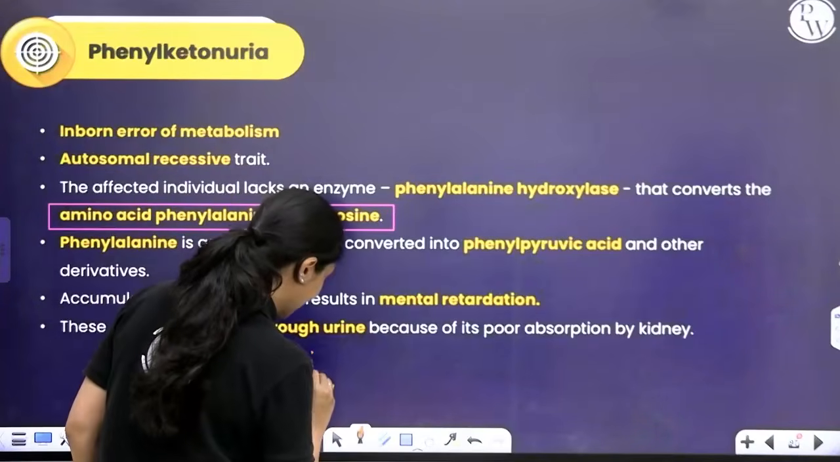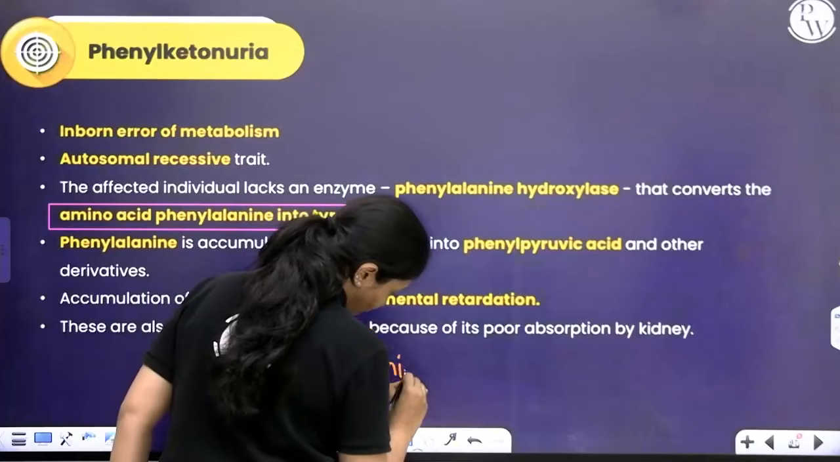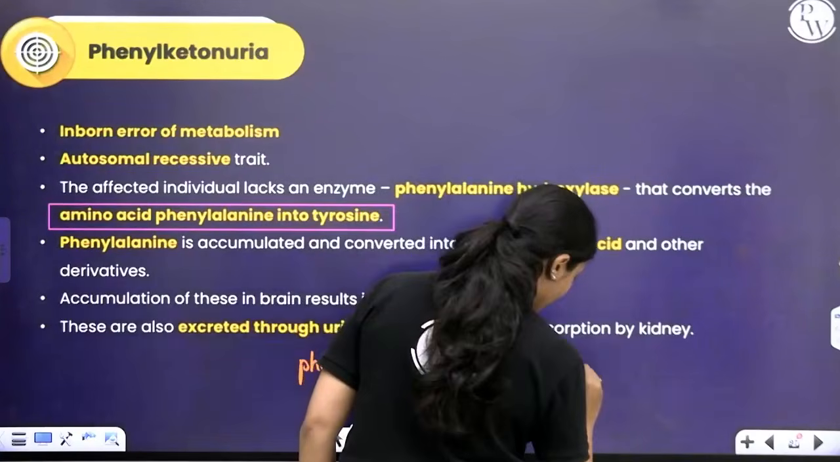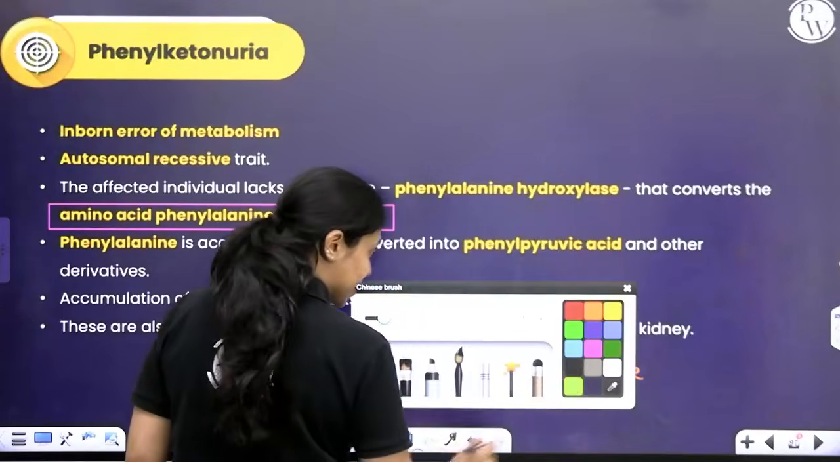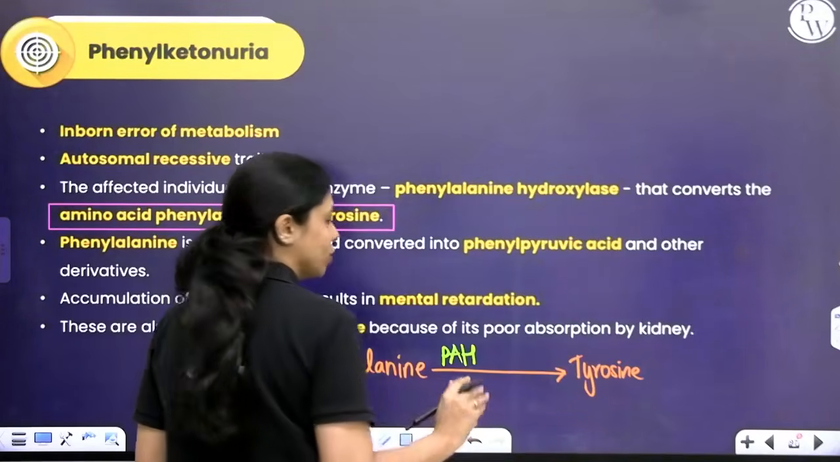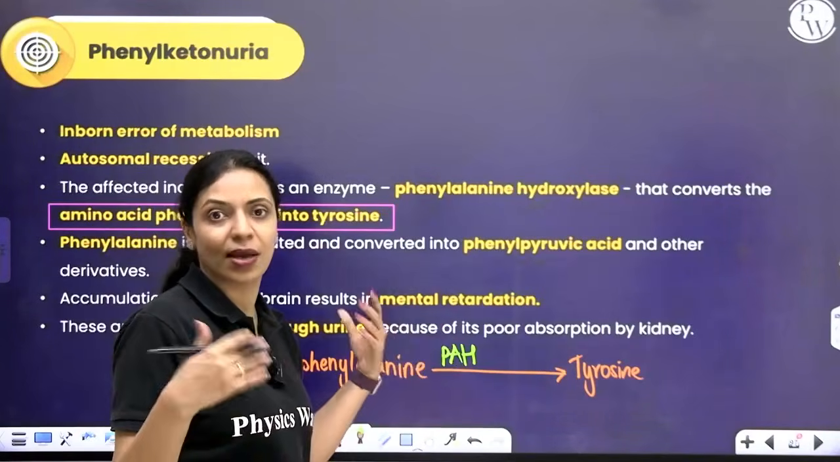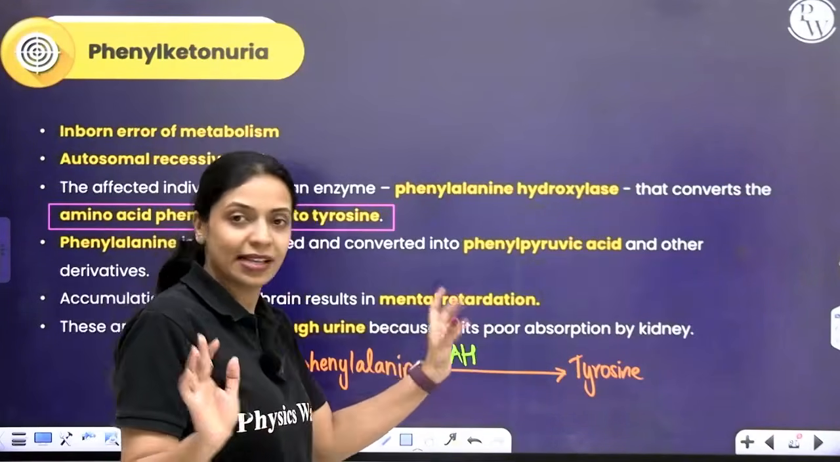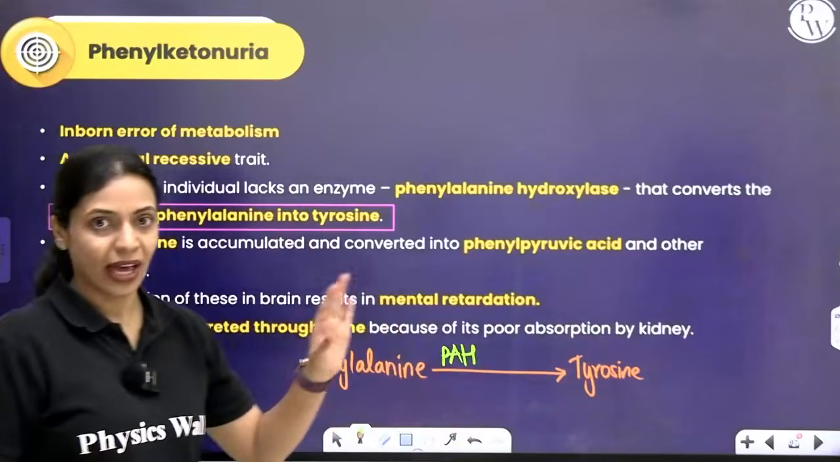Phenylalanine has to be converted to tyrosine. This function is performed by phenylalanine hydroxylase normally in normal individuals. But over here, the gene that produces this enzyme is mutated. Since this enzyme is not formed, it's not functional, this conversion does not happen.